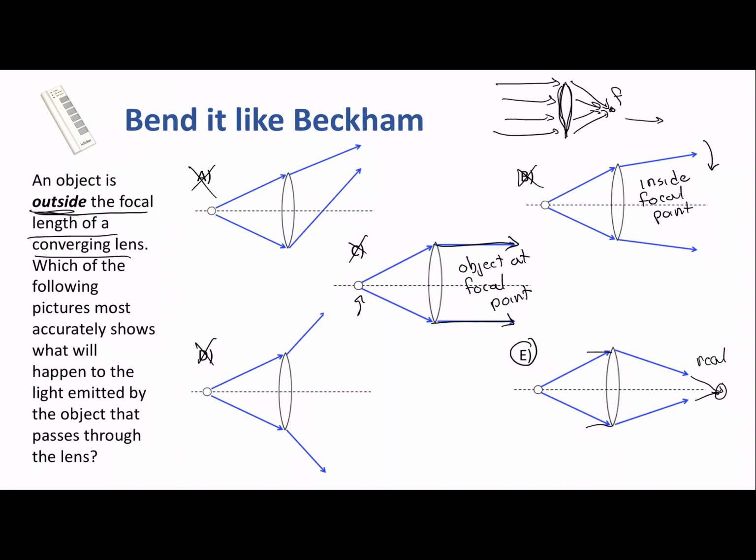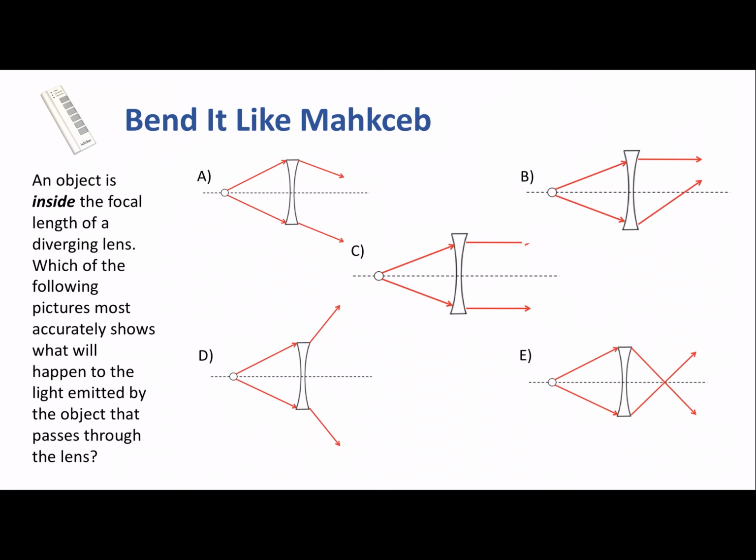Okay, let's try another one of these. So this is this one. What about a diverging lens? Let's say we have an object inside the focal length of a diverging lens. Which of these pictures shows what will happen to that light? Pause the lecture, go to the quiz, let me know what you think.